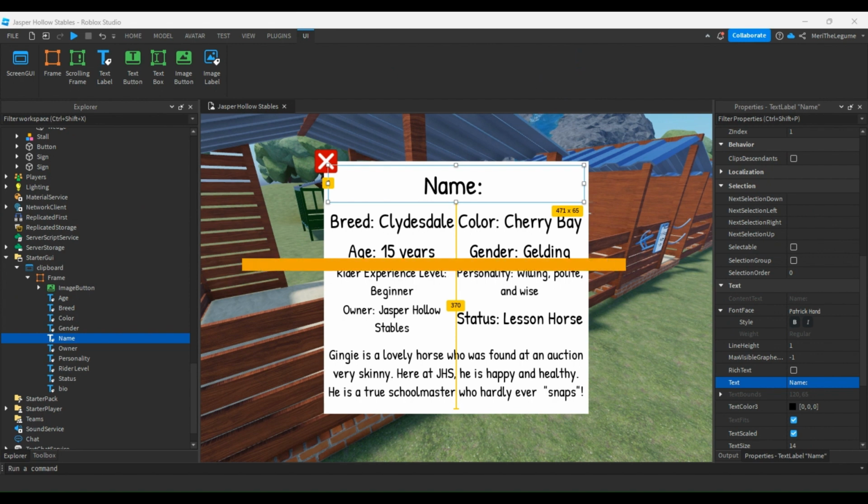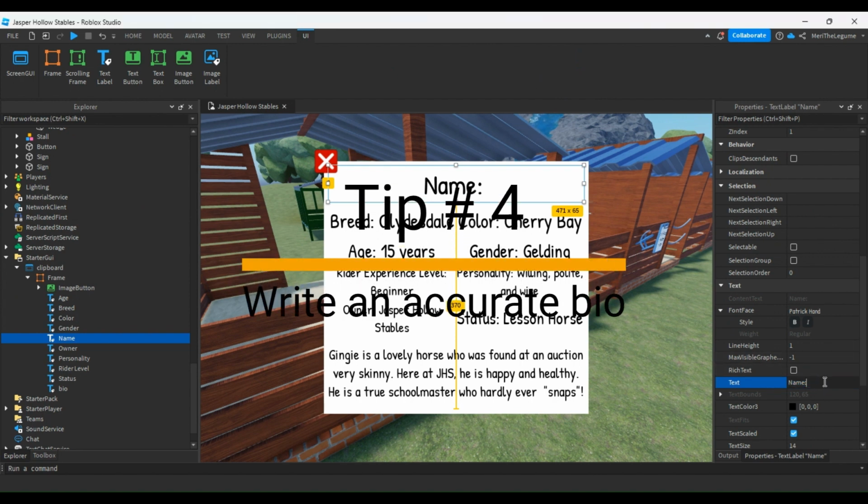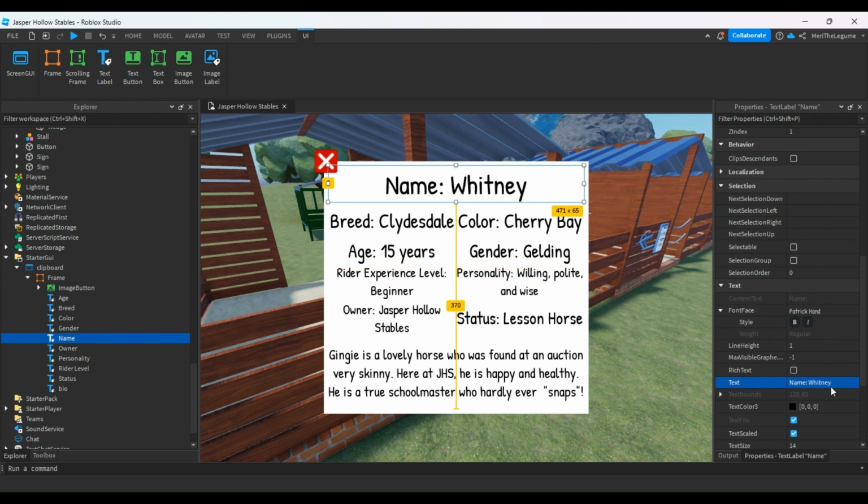My fourth tip for you guys is to write an accurate bio for the horse. This ideally includes the age, temperament, breed, color, and where the horse came from, whether it was a rescue or it was adopted or some other similar situation. Look at the bios of your different horses closely to make sure they don't all sound the same.